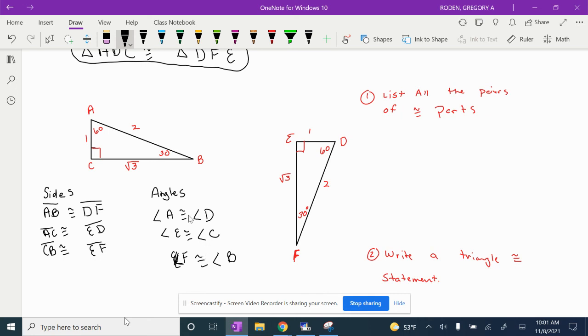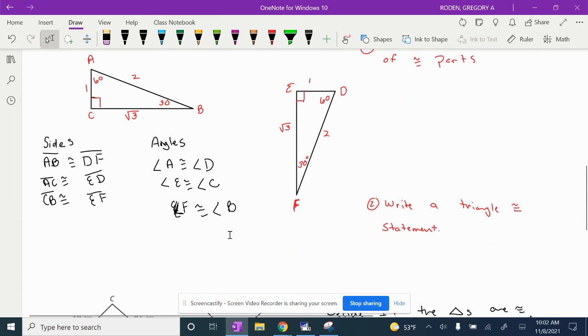Okay, ladies and gentlemen, now we're ready to write a triangle congruent statement. All right, Cody, pull me a stick. This person's going to write a triangle congruent statement. Mr. George, what's the triangle congruent statement here? Triangle ABC is congruent to triangle DFE.